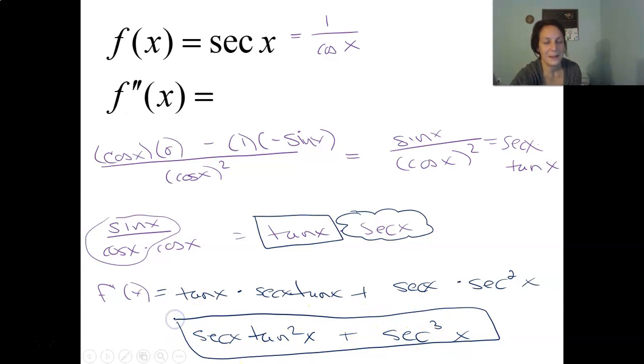Fancy. Now, you do not want to take a third derivative here. If you take a third derivative, you have three terms here, so you have a product rule and a product rule, and you have another product rule inside of a product rule. Let's not take the third derivative.